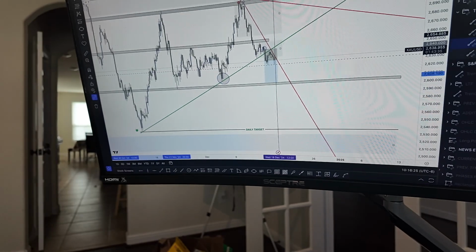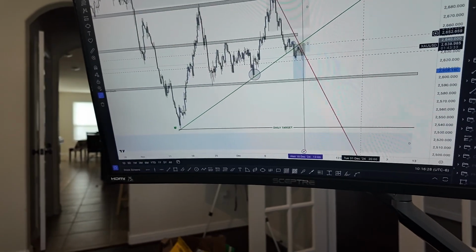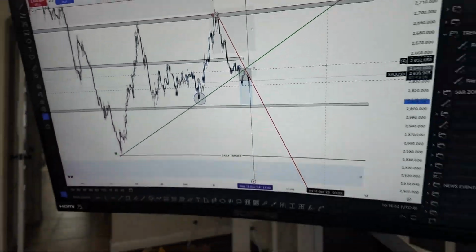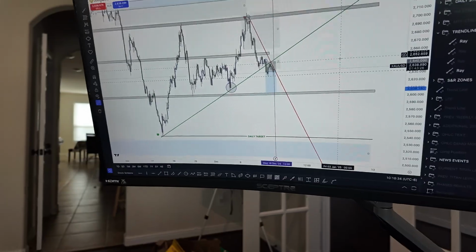Let me see this one. I'm gonna hide that one as well. That way we only got 2 trend lines on here and we can kind of work with these, because that's where we are right now. Okay. And so, like I was saying, that's pretty much what I have for you guys right now.